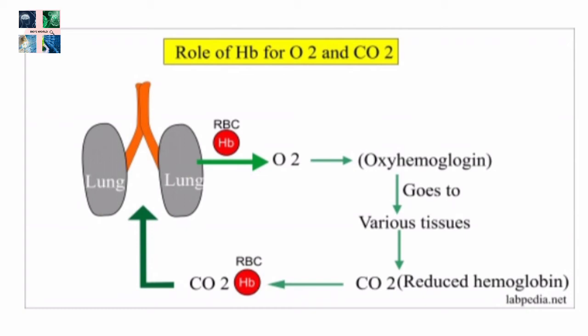So this hemoglobin exists in two forms, a taut form, that is T, and a relaxed form, which is denoted by R. Various factors such as low pH, high carbon dioxide and high 2,3 BPG at the level of the tissue favor the taut form, which has low oxygen affinity and releases oxygen in the tissue.